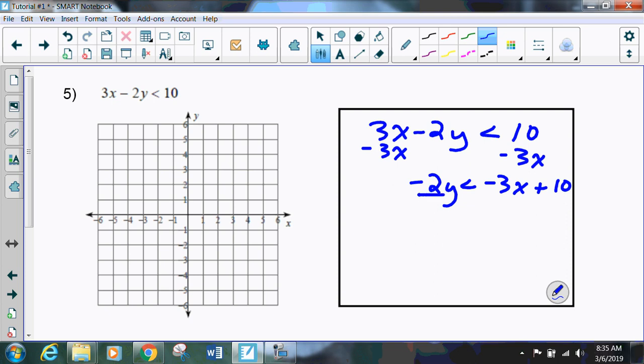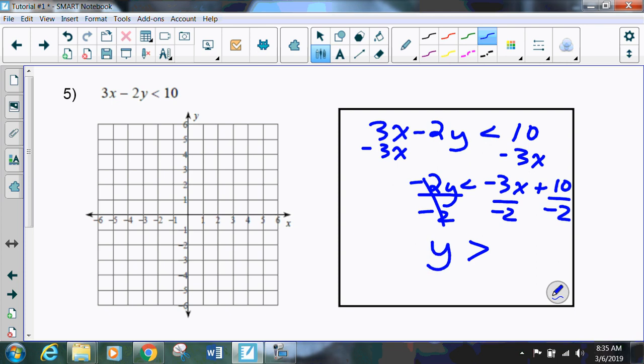And we're writing it this way because it makes it easier to graph by putting the term with the x in it first. All right, we're dividing everything by negative 2. Oh no, we're dividing an inequality by a negative number. That means that my inequality sign is going to change. Don't forget that. So we have y is greater than.